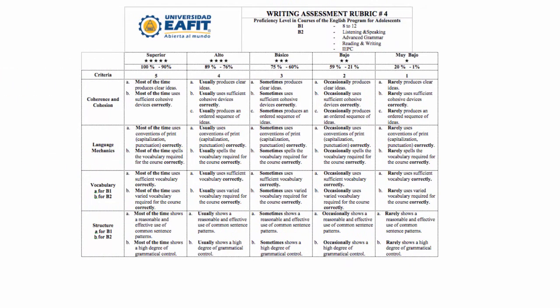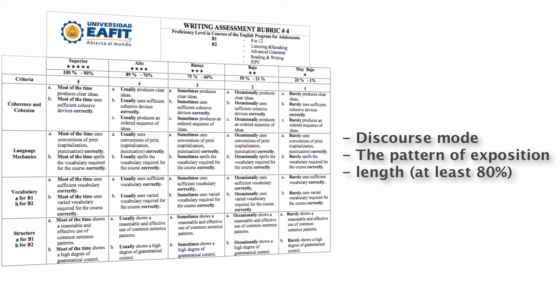Now that you have read the composition written by a student who is in the IEPC course in the English program for adolescents, let's see how it can be scored using the writing assessment rubric designed for the B2 level of proficiency. First of all, since the student fulfilled the 3 prerequisite task completion descriptors, the discourse mode, the pattern of exposition, and the length, at least 80% of the requirement, her composition can be assessed.